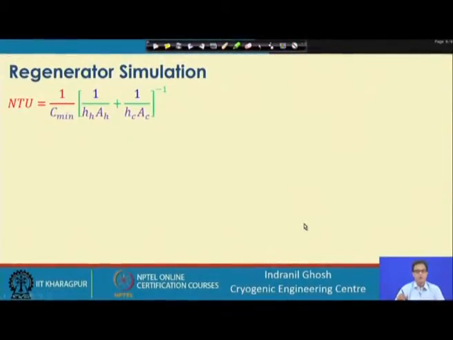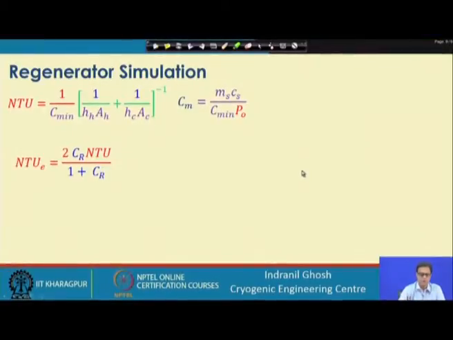First of all, we need to find out the minimum capacity fluid flow, and for that we of course need the Cp value of the gas flow, and the Cp of helium has already been given. So we will be able to find out the C min. The heat transfer coefficient and the heat transfer surface area are also given, so the NTU can also be calculated. Once we know the NTU, we would be able to calculate the capacity rate ratio, Cr.